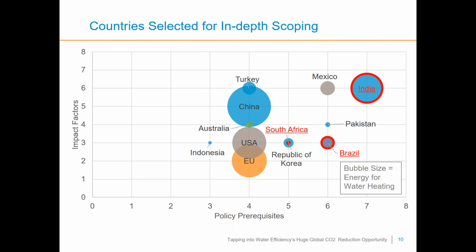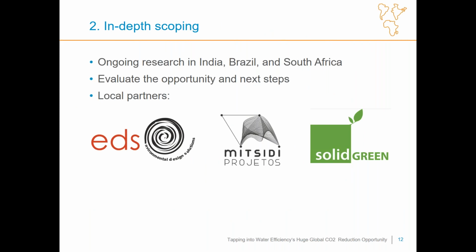Great, so that concludes step one, the prioritization. Next I'll get into some of the initial results from India, Brazil, and South Africa. What do the opportunities look like? What might the next steps be? In each of these countries, we are working with a local partner: EDS in India, Mitsidi in Brazil, and Solid Green in South Africa, as well as CLASP's own India office. We're trying to see exactly how this can play out. What's the path forward? What might policy look like for faucets and showerheads in these three countries?